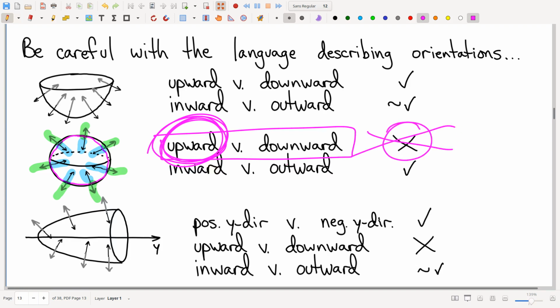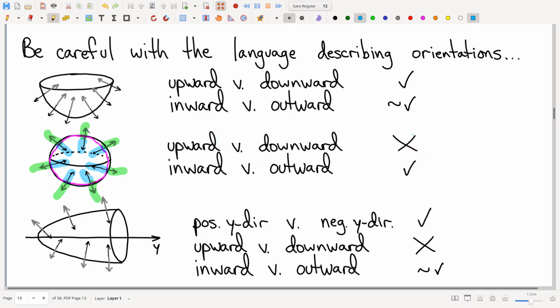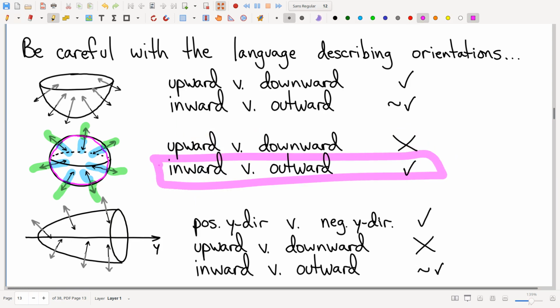Whereas in this case, there really is truly an inside, right? The blue one is unambiguously inward. The green one is unambiguously outward. So here, that would be the appropriate language. So always tailor your language to the geometric specifics of the surface situation that you find yourself in. Don't just marry yourself to one choice of words or the other.